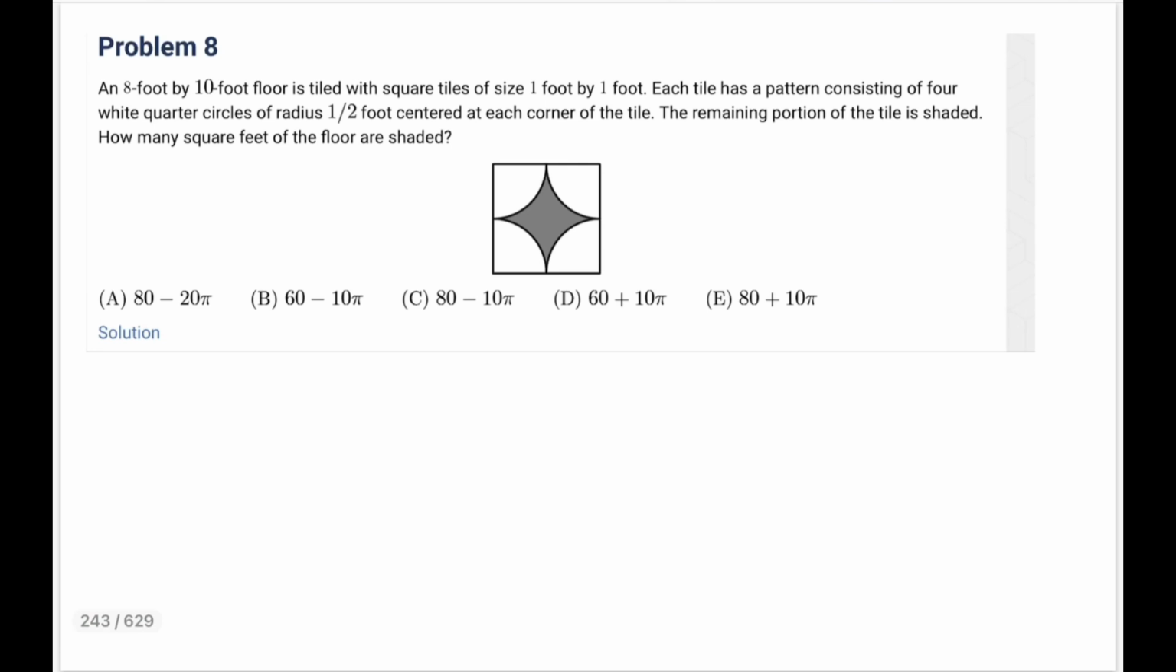Number 8, an 8 foot by 10 foot floor is tiled with square tiles of size 1 foot by 1 foot. Each tile has a pattern consisting of 4 white quarter circles of radius 1/2 foot centered at each corner of the tile. The remaining portion of the tile is shaded. How many square feet of the floor are shaded?